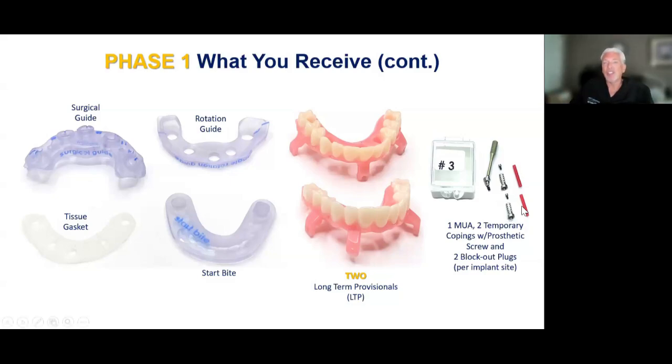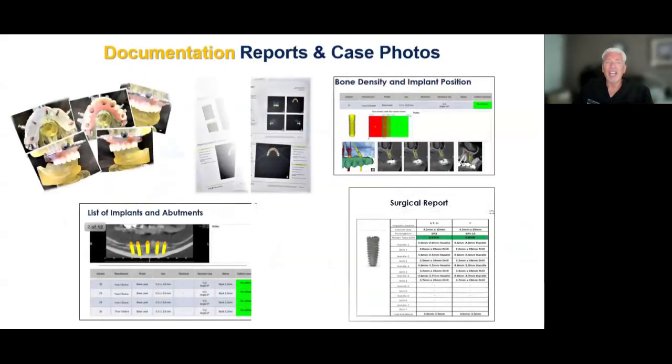What's nice about this is not only do we tell you what multi-unit abutments are needed, height, angles, cuff heights, etc., but we'll pre-cut the temporary copings or cylinders to the right height and provide you blockout plugs, and they all come packaged in. So again, it does a lot of the work for you that you need to do chairside.